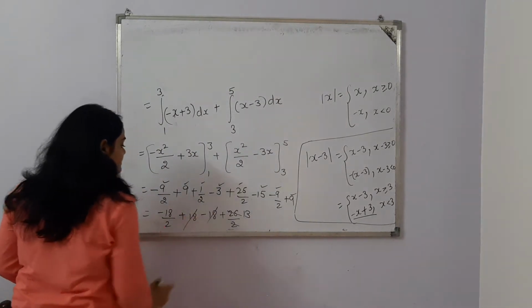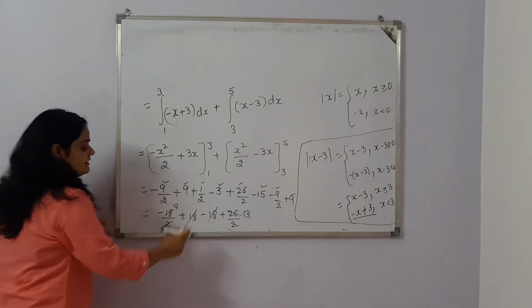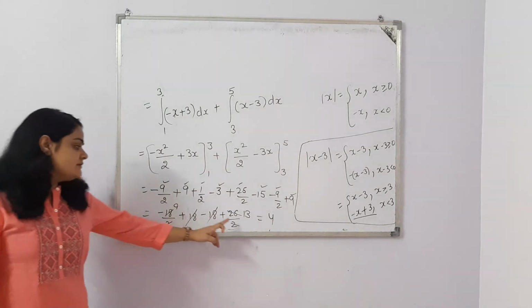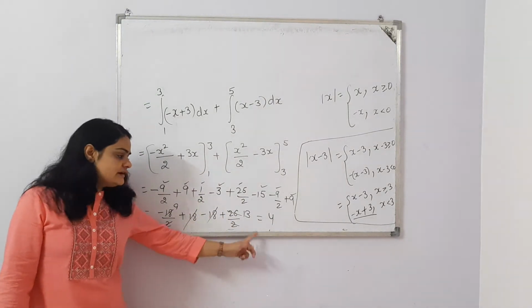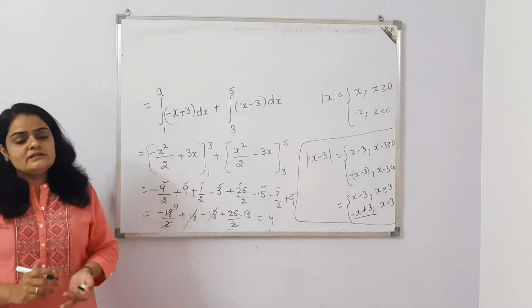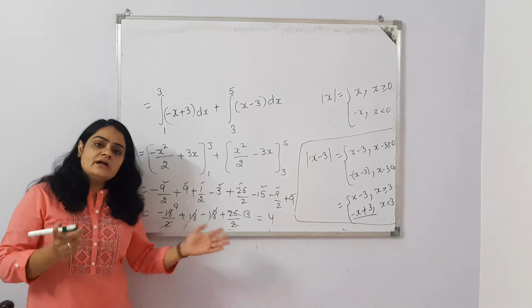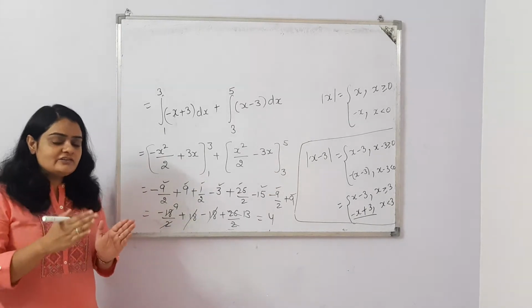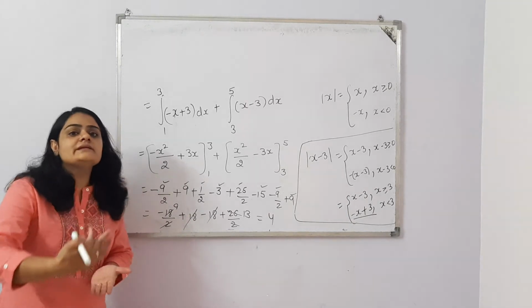So 18 is cancelled out with 18, and here we are having minus 9 plus 13. Of course it is equal to 4. Minus 9 plus 13 equals 4. We wanted to prove it is 4, and now it is already proved. Now it is clear that the limit will be split according to the function's limit. Where the function will change, we can split the limits.